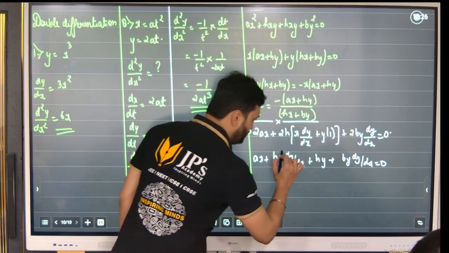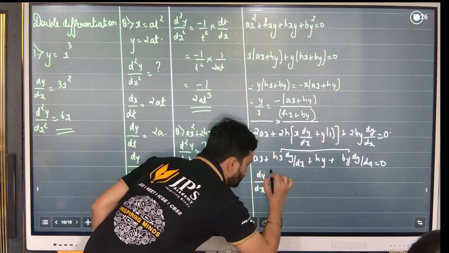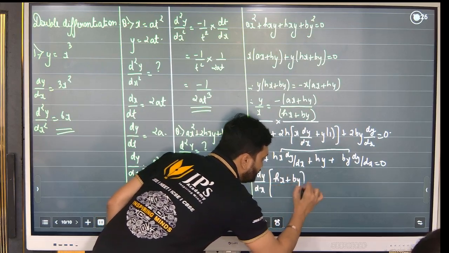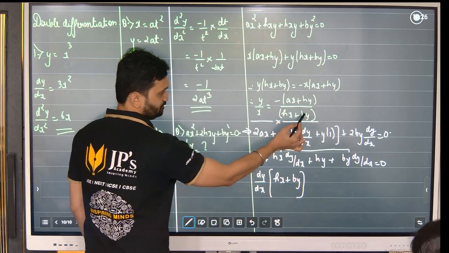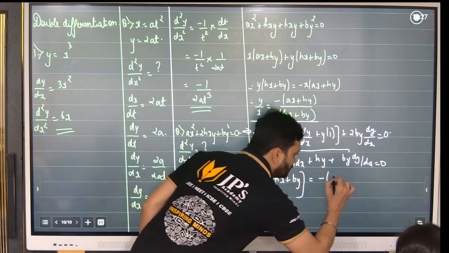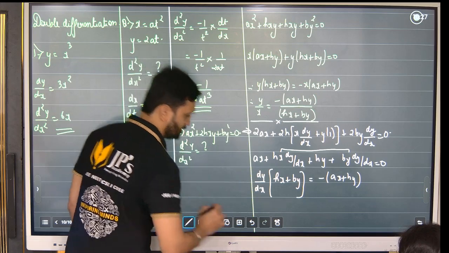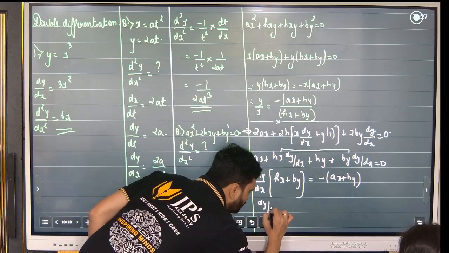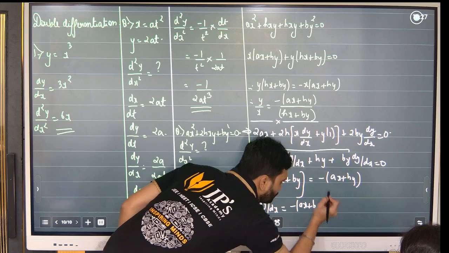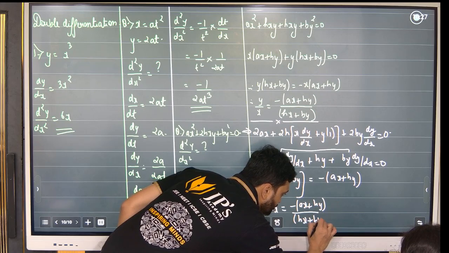Now I'll take all the dy by dx terms together. See, these are the two dy by dx terms together. So if I write dy by dx together, I'll be left with hx plus by. Hx plus by is equal to minus ax plus hy. And therefore, I have got dy by dx is equal to minus ax plus hy upon hx plus by.